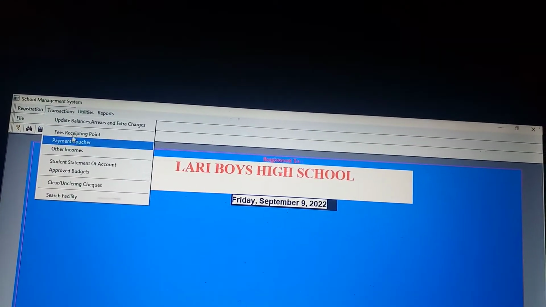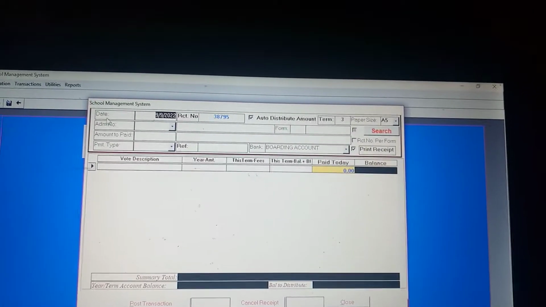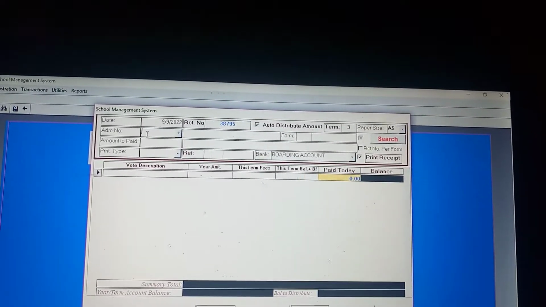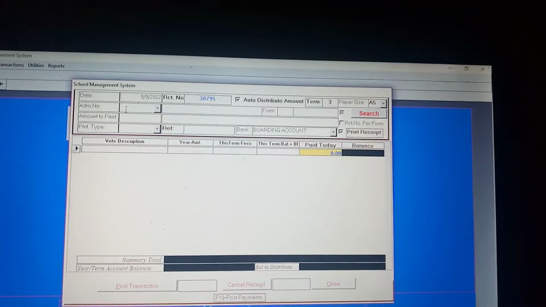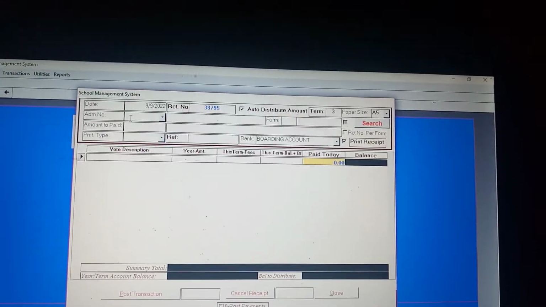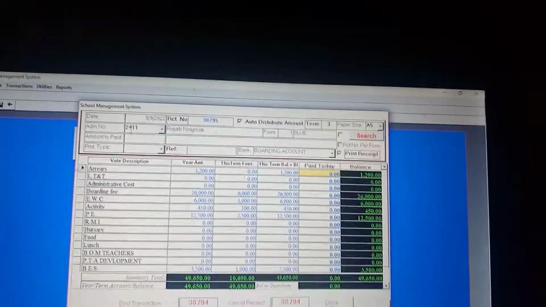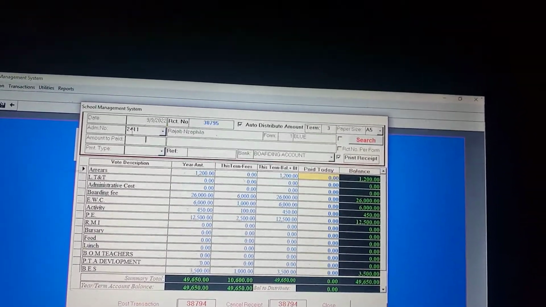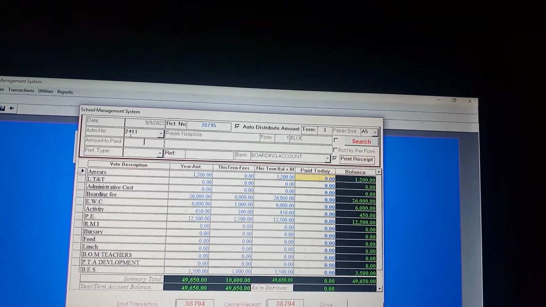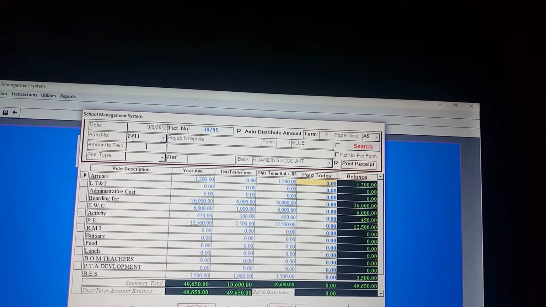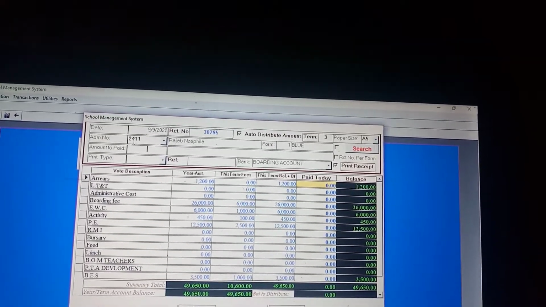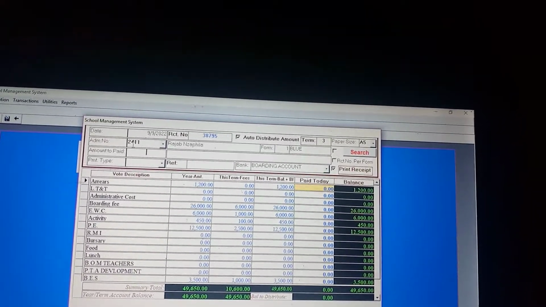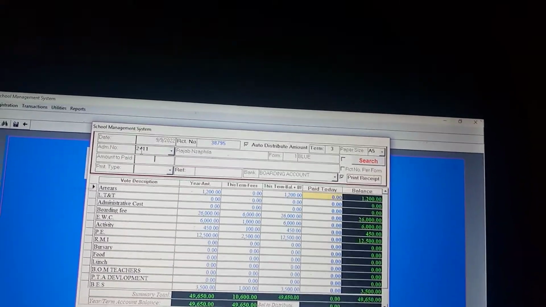We have the fees receipting point. This is where we receipt. After they come with the payment evidence, we come and enter their admission number, for example, 2411. And when we press enter, we will see their balance. Now this individual has arrears of 1200, and this is third term, so his balance here is corresponding to the balance on this other side.